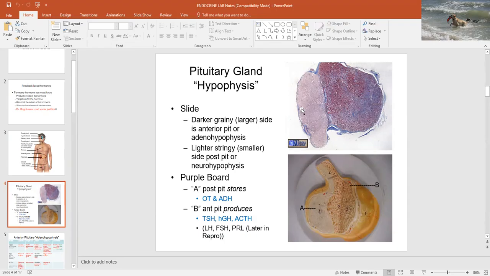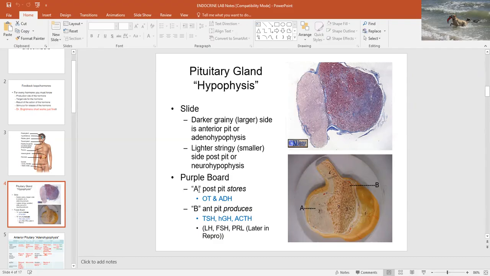Posterior pituitary is the neurohypophysis. It's actually nerve tissue that gets pulled down into the sella turcica. And the anterior pituitary is actually glandular tissue from the throat area that gets pulled up while you're embryologically developing, and together they form the pituitary gland. Anterior versus posterior: anterior is bigger and very granular. Posterior is pale staining and stringy.